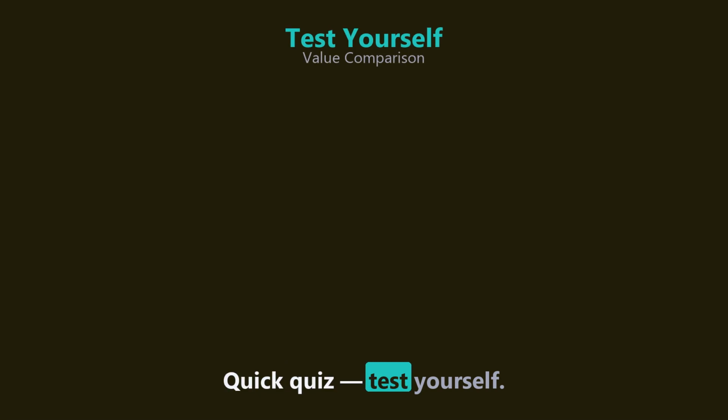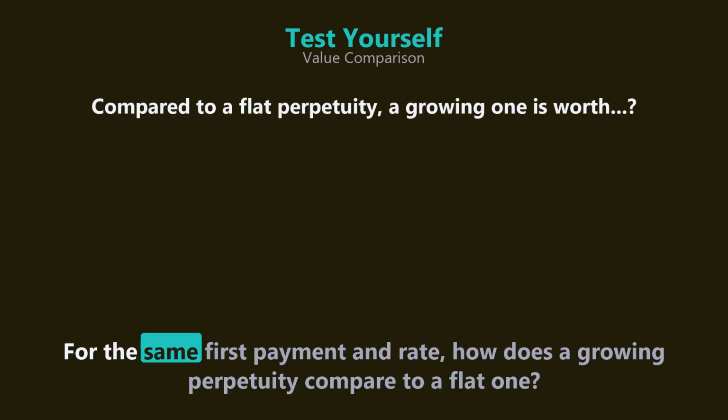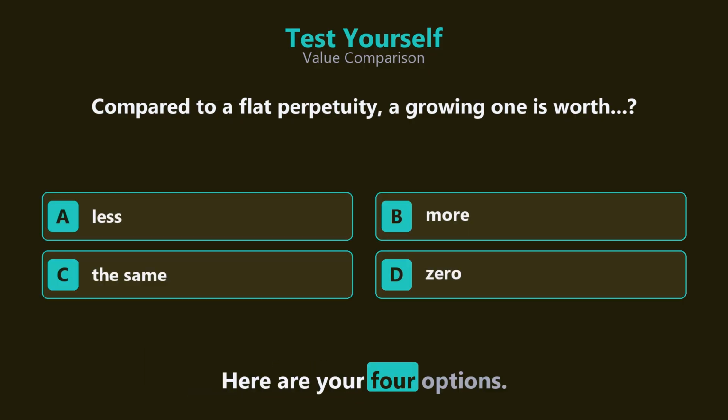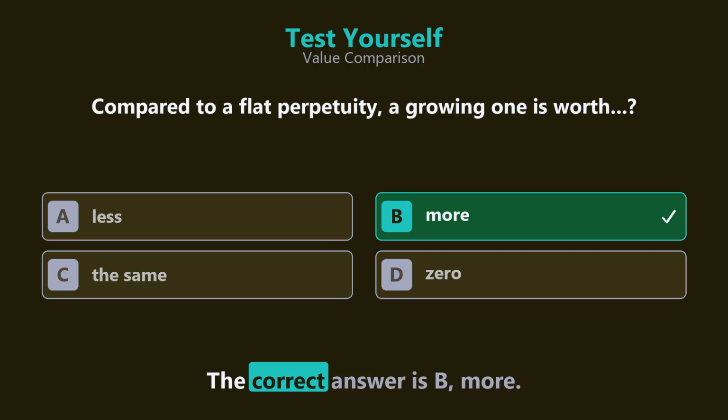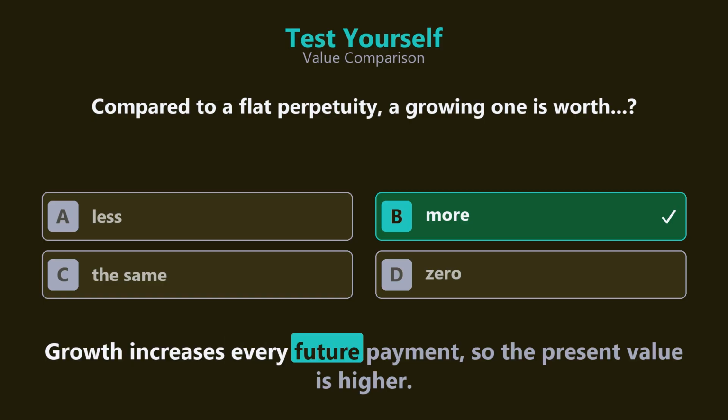Quick quiz, test yourself. For the same first payment and rate, how does a growing perpetuity compare to a flat one? Here are your 4 options. Pause the video and solve it now. The correct answer is B, more. Growth increases every future payment, so the present value is higher.